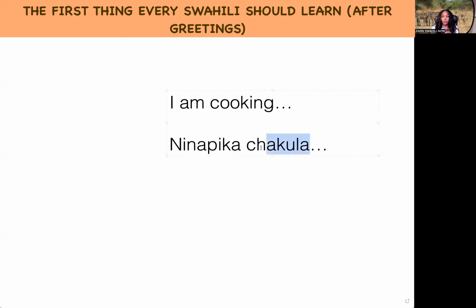Now, had you tried to randomly memorize ninapika chakula, that would absolutely frustrate you because you would find yourself having to memorize the same thing over and over again. Now, since you've learned how to do this, let's use the other set of vocabulary that we learned. The word for read is soma, and the word for book is kitabu.